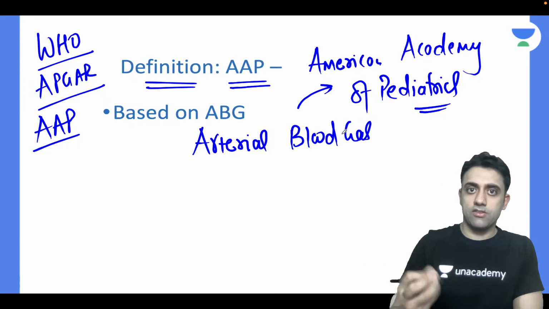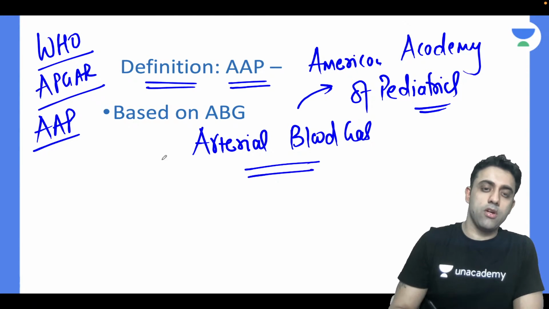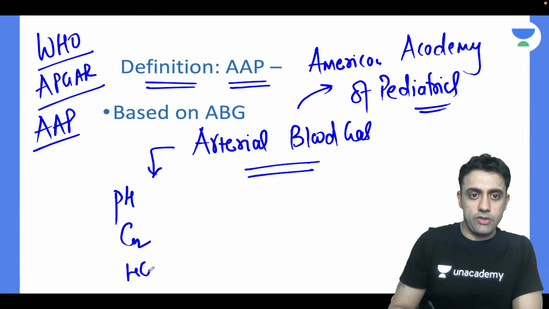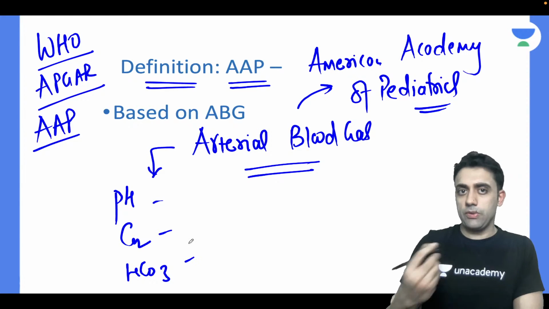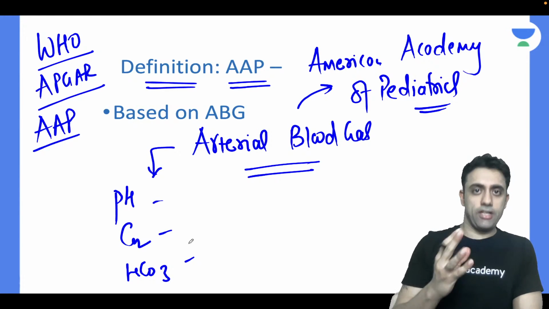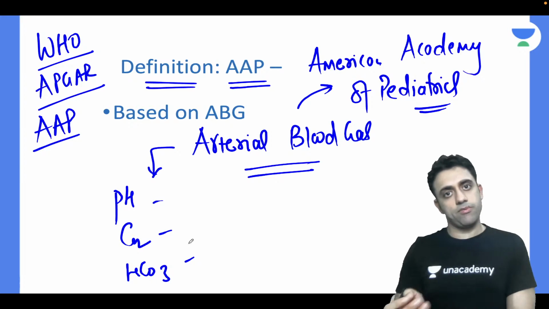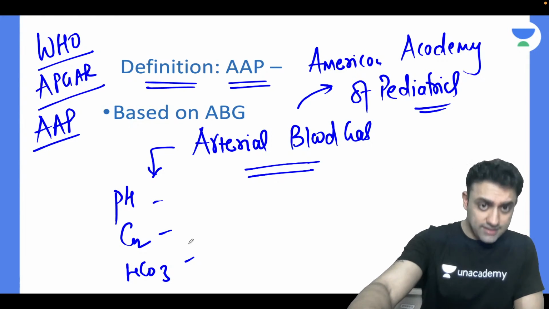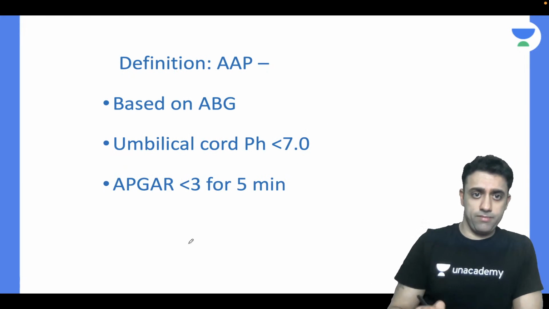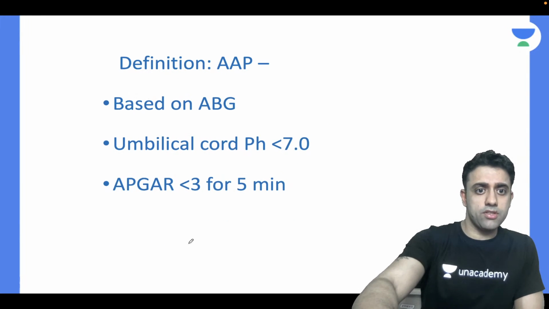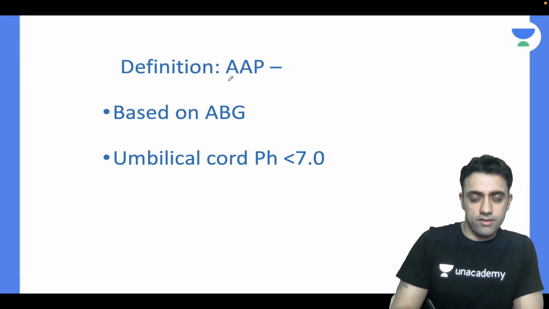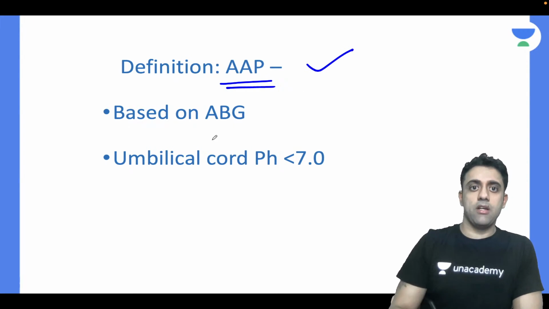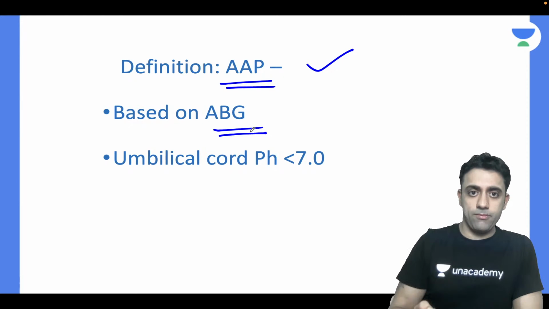We'll do clinical classes also. I'll teach you how to read an ABG. In the ABG you see the pH, the CO2, and the bicarb. Three things is what you see, and then you get to know whether it is metabolic acidosis, respiratory acidosis, and all that. So remember that HIE is defined according to the AAP based on ABG.